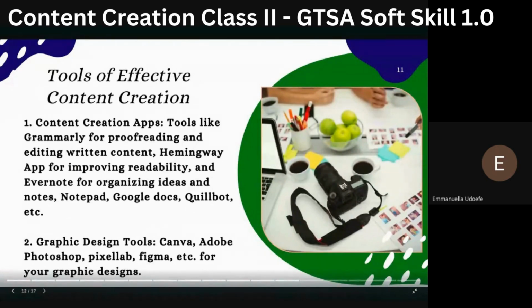We have the Hemingway app for improving readability. You can use it to read content to yourself, so that when you write your content and you listen to it, you are able to catch errors and understand if you need to tweak the tone that you are using to present your message. And then we have Evernote for organizing your ideas, as you want to know which one comes first, which one should come next.